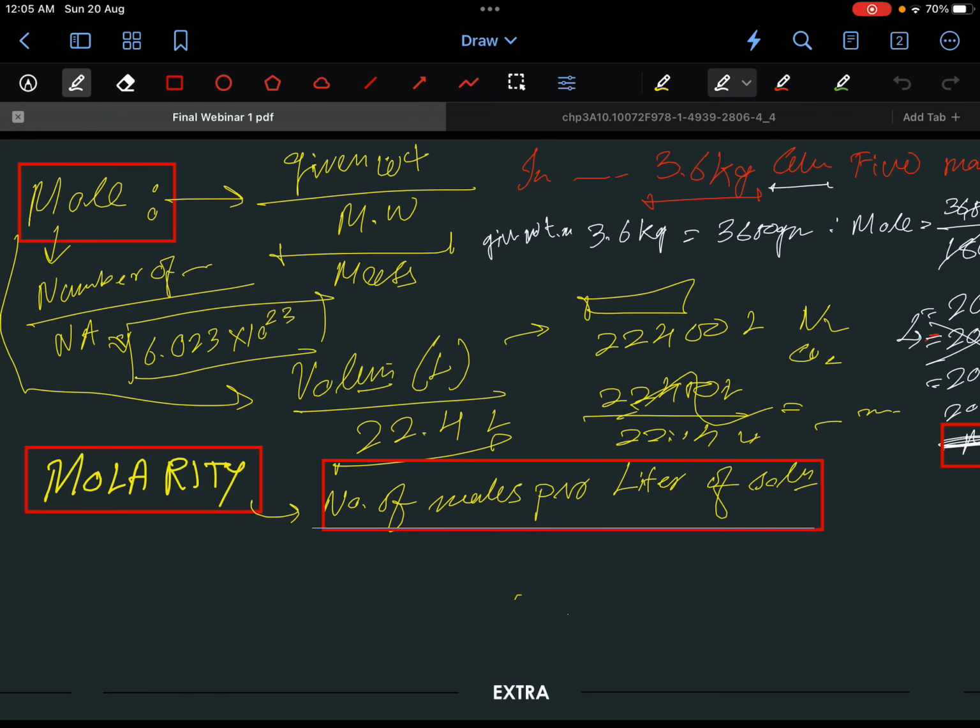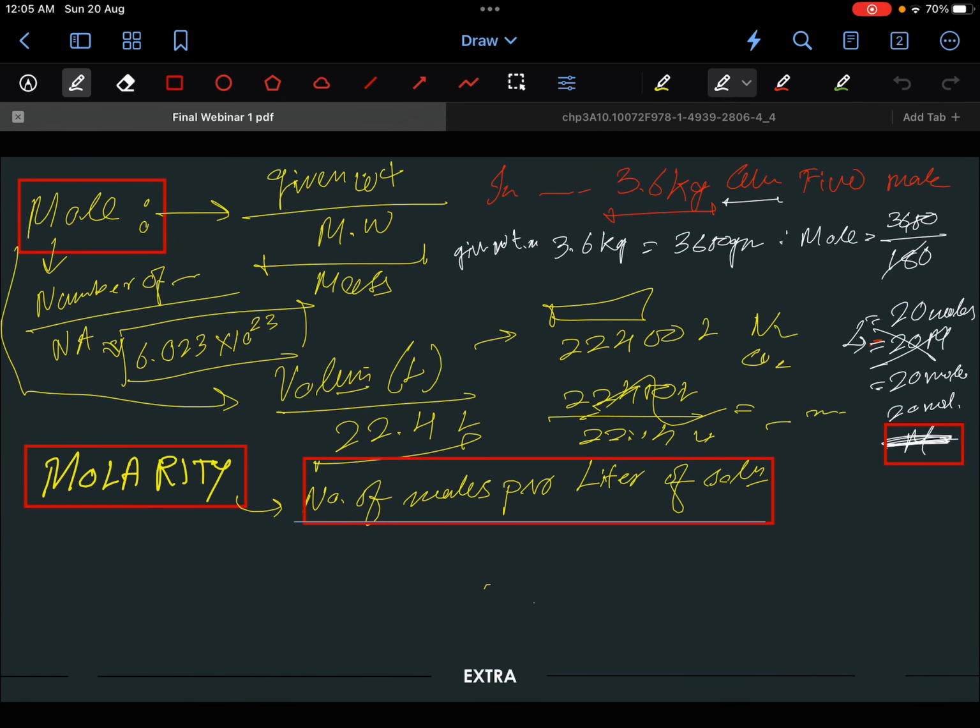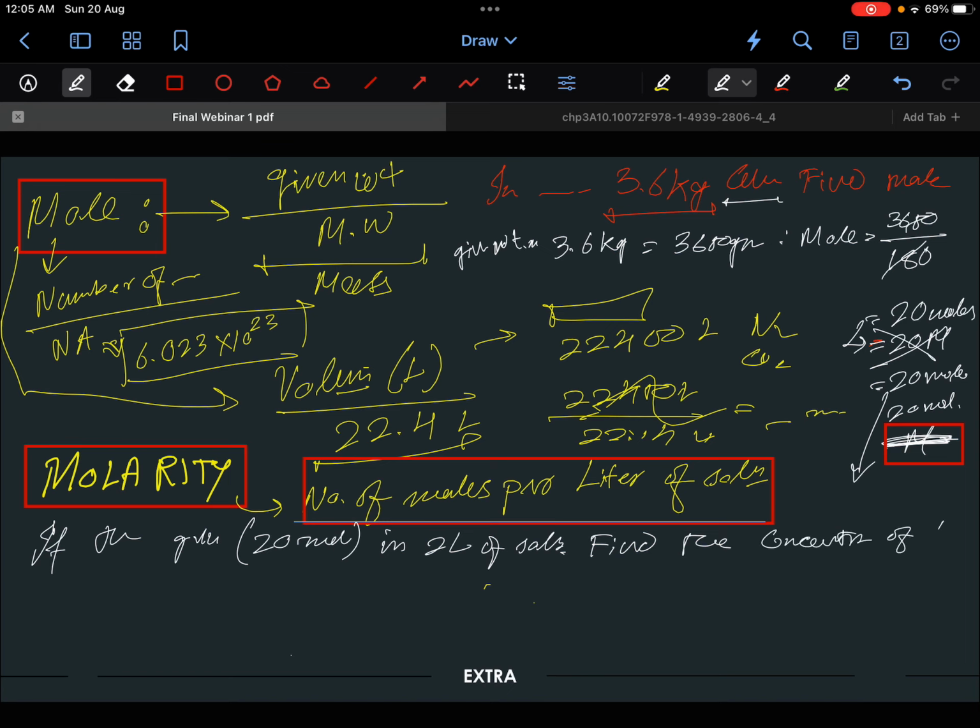So from this example only, what is the relationship between this 20 moles and molarity? Let's start from here. If the glucose is 20 moles, and this 20 moles is present in 2 liters of the solution, find the concentration of glucose in molarity. So how will you solve that?